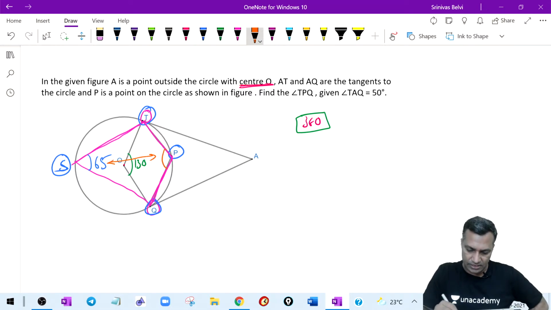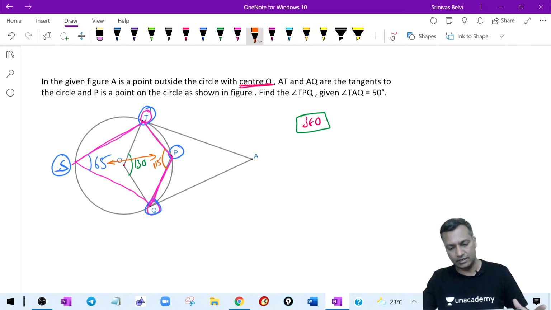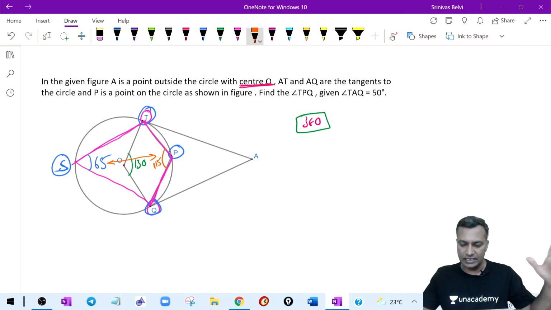If there is 116 here, it is going to be 115. 65 on one side, 115 on the other side, because it's a cyclic quadrilateral, opposite angles are supplementary. Okay, did it make sense? 115 as the answer. Clear to you?